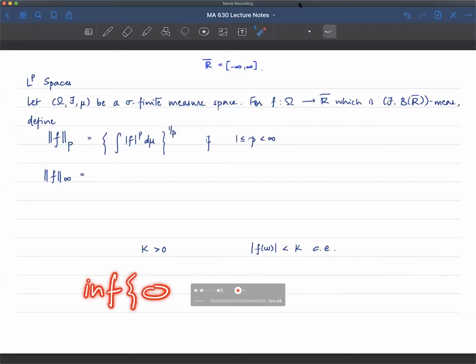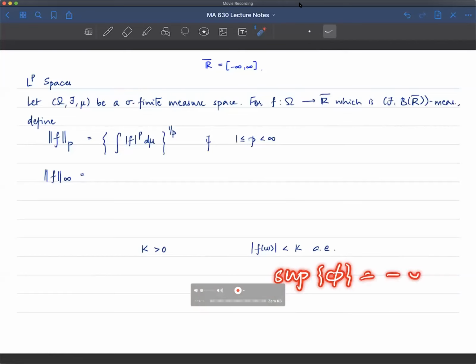Remember that by convention, the infimum of the empty set is infinity. So the greatest lower bound of the set containing nothing is infinity. And you know that the supremum of the empty set is minus infinity. All right, so that's what I'm going to do.